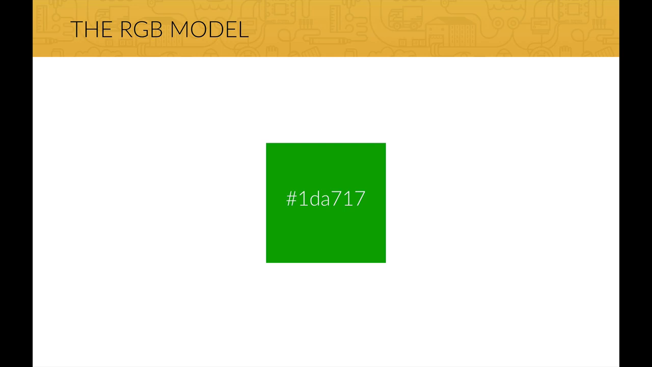For instance, this nice green is represented with this hexadecimal code, 1DA717. So we have 1D for red, A7 for green, and 17 for blue. Mixing these together makes this nice green. But don't worry so much about these numbers, because picking our colors in Brackets will be very easy.